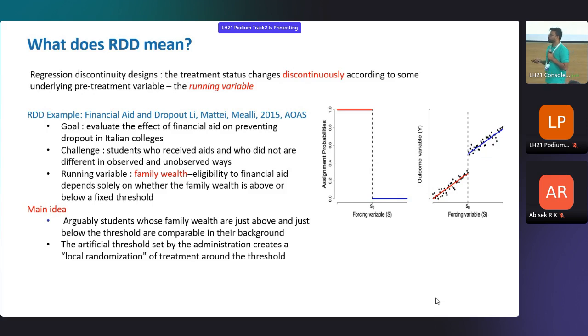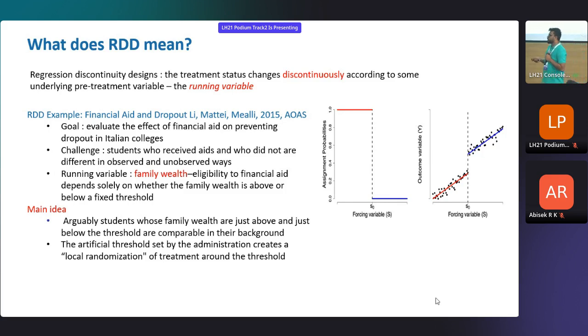removing the dropouts? Now, the challenge here is that students who receive financial aid and who do not are probably different in observed and unobserved ways. What that means is, if you look at this line, it tells me that this may be the point where the financial aid was given, and folks here and folks here are inherently very different because of certain variables, certain impact that was brought in.